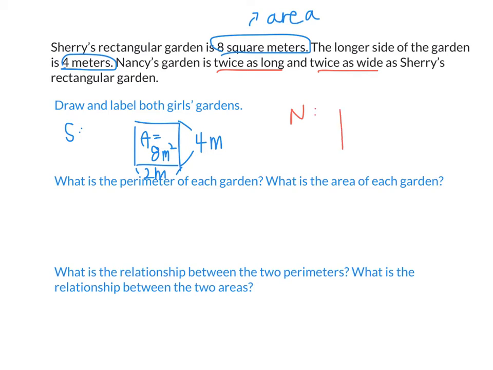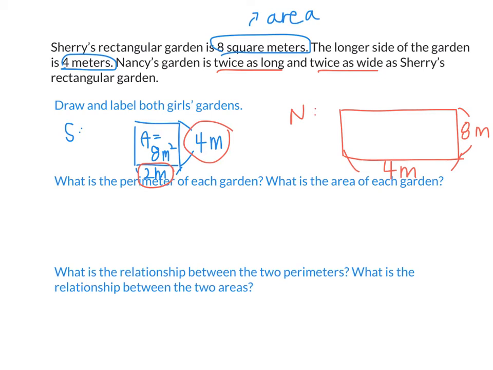Now let's draw Nancy's garden. Nancy's garden is twice as long and twice as wide as Sherry's garden. So if it's twice as wide as 2, 2 times 2 is 4 meters. And if it's twice as long as Sherry's garden, 4 times 2 is 8 meters. So Nancy's garden is 4 meters by 8 meters, and Sherry's garden is 2 meters by 4 meters.